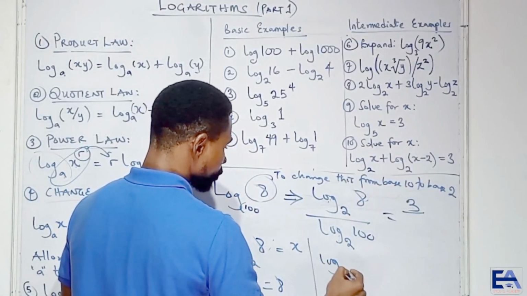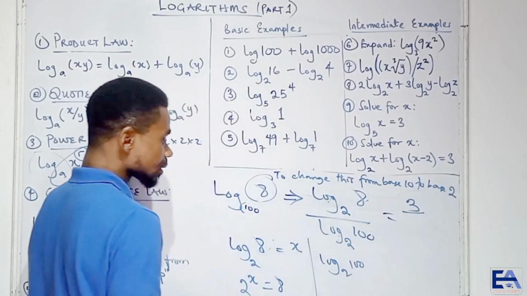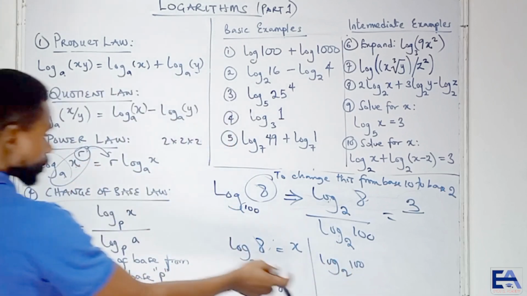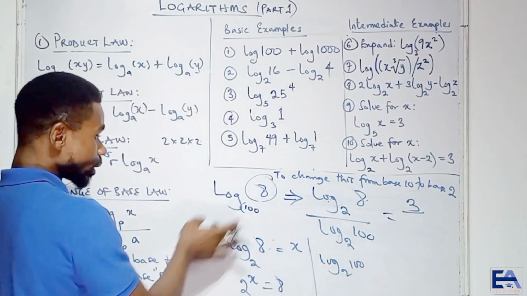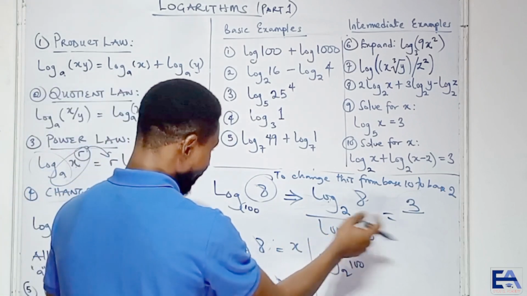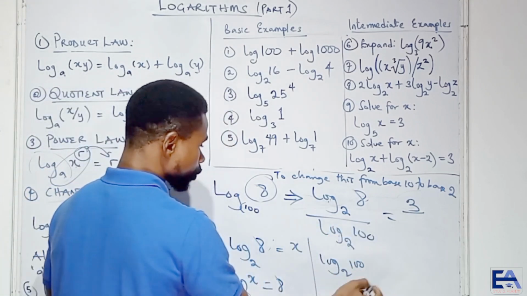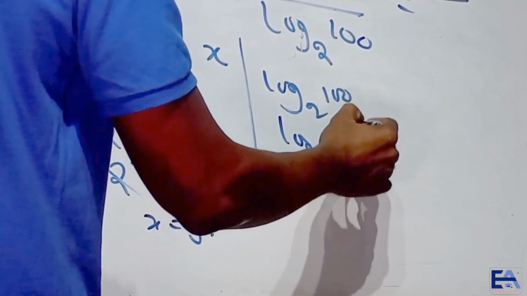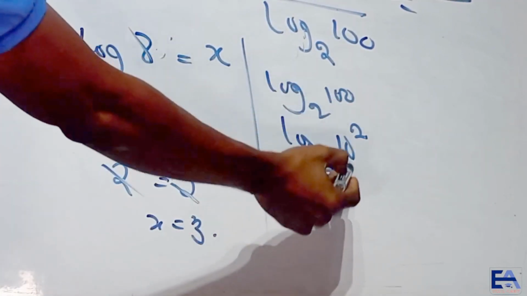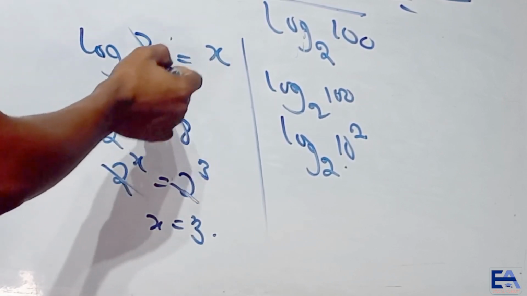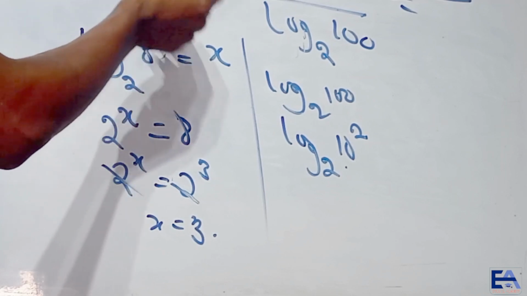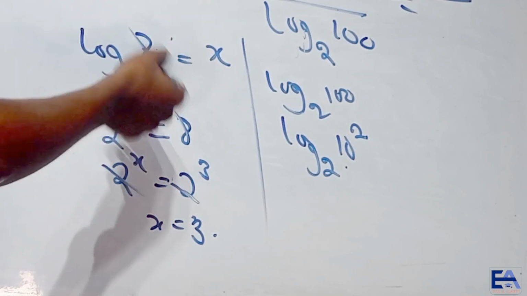So we have log 100, right? We can apply this power law to solve this. So instead of saying log 100 to base 10, we could just say log of 10 raised to power 2, right? So 100 is the same thing as 10 raised to power 2. Just the same way we would have said 8 is 2 raised to power 3, then 3 log 2, 2.